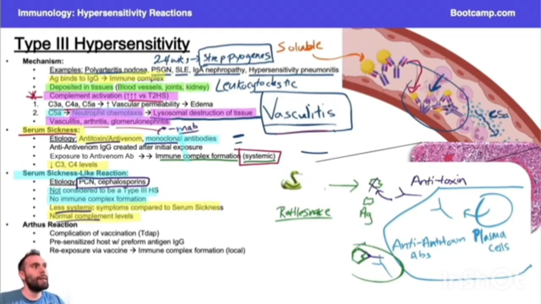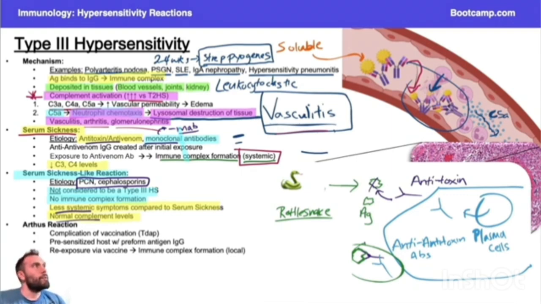So if you get a patient that has a little bit of arthropathy, maybe some hematuria, but they have normal complement levels, no immune complex formation, and they're bringing up penicillin or cephalosporins that the patient was recently started on, it would be a tougher question, but you would probably want to start to think about serum sickness-like reaction, especially if they did some biopsy and there wasn't really an inflammatory infiltrate, right?